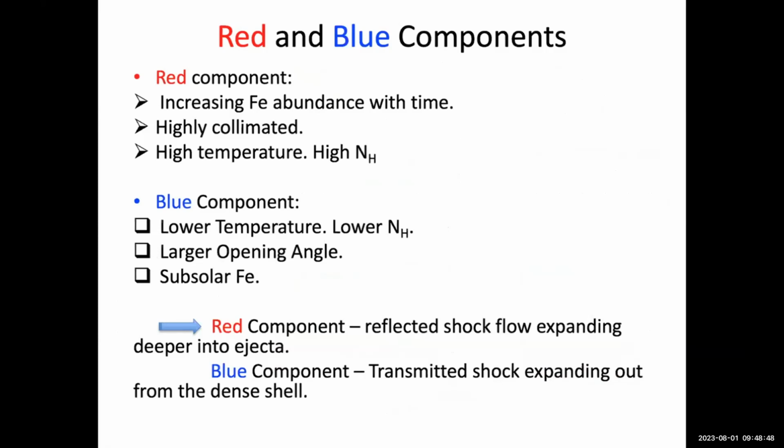And then we associate the blue component with the transmitted shock expanding out from the dense shell. So the red component with the reflected shock that we talked about before, the blue component with the transmitted shock. The big difference, of course, is that the red component is more collimated, with a 20-degree half opening angle. The blue component is somewhat collimated, but not completely. It's a 60-degree half opening angle. So how do we explain all this?